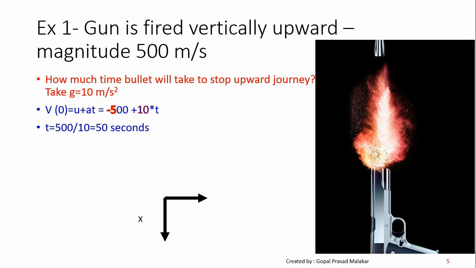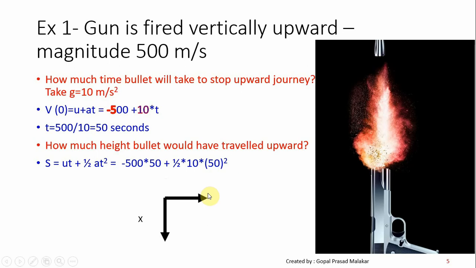And how much would it have traveled in 50 seconds? You can do it very easily. ut plus half at square: minus 500 into 50, minus 500 because the velocity was in this direction, plus half into 10, which is the a, and t square. This is giving you minus 12,500. So essentially this bullet that is fired would have traveled 12.5 kilometers upwards.